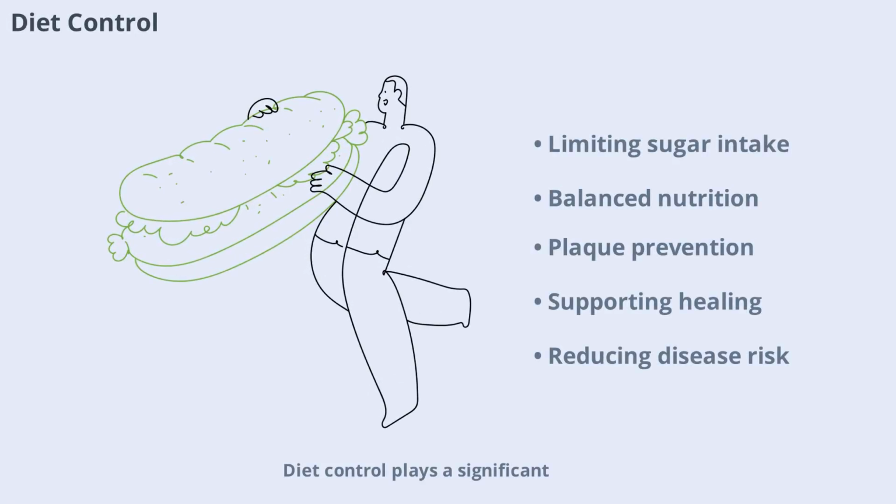Diet control plays a significant role in maintaining periodontal health. Patients are advised to limit sugary foods and beverages, which can contribute to plaque formation and caries. A balanced diet supports overall oral health and aids in the healing process. By making dietary adjustments, patients can reduce risk factors for periodontal disease and enhance the effectiveness of other therapeutic procedures. Diet control is a simple yet powerful tool in the fight against gum disease.